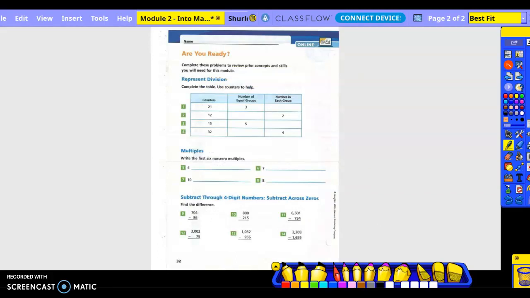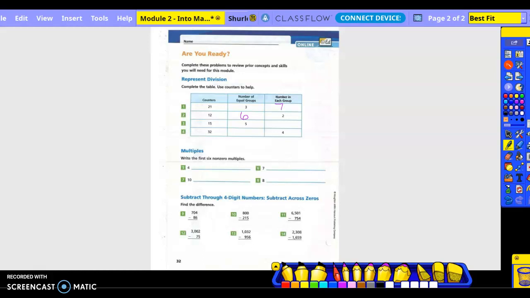Are you ready to complete these problems to review prior concepts and skills you will need for this module? Represent division. Complete the table. Use counters to help. So, number of groups. We have 21 counters, 3 groups. So, what would be in each group? 7. 12 counters, 2 in each group. So, you'd have 6 groups.